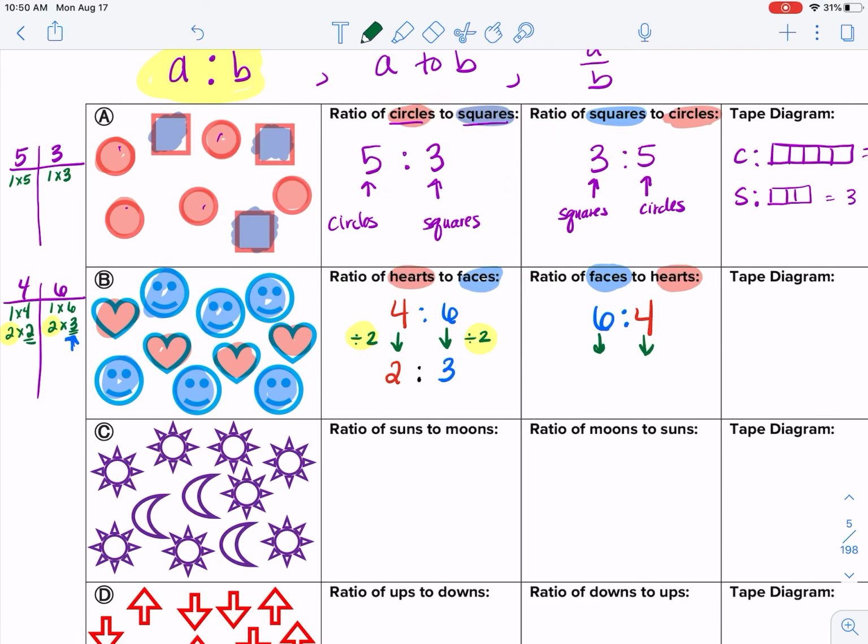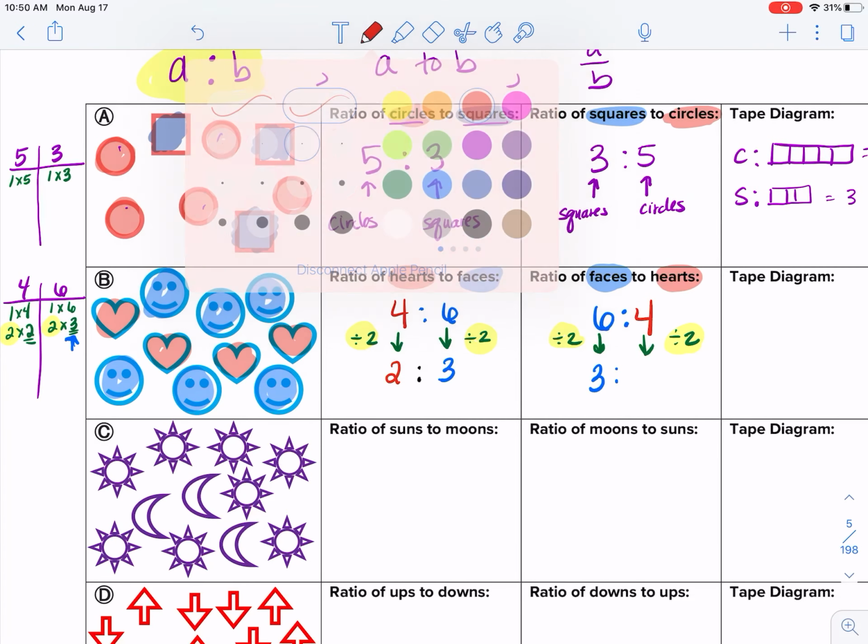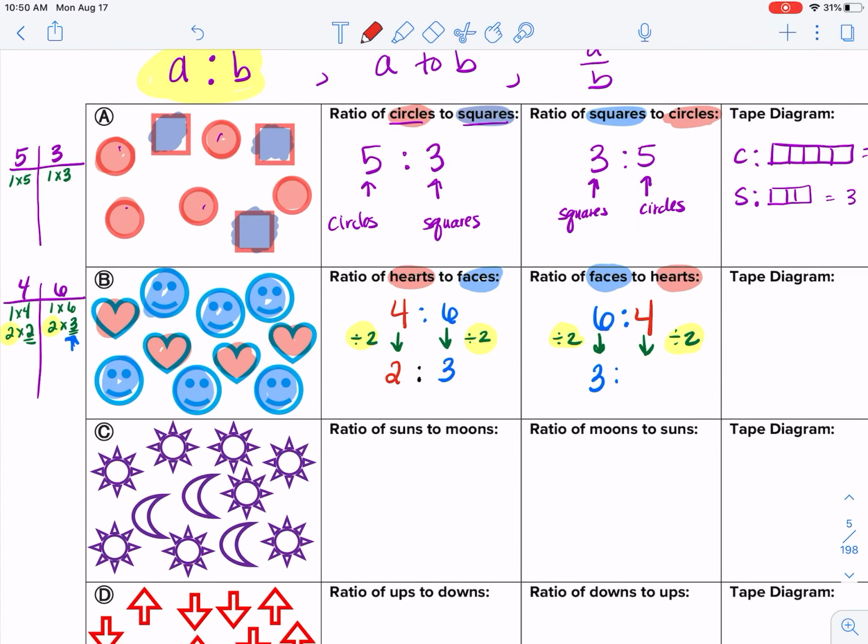So when I simplified, looking at the other one, I divided it by 2, and as you can tell, I like to use color. 6 divided by 2 gave me 3. When I divided 4 by 2, that gave me 2. So notice how they're very, very similar. The only thing that changed is the order, because like I had you write in your notes, order matters.